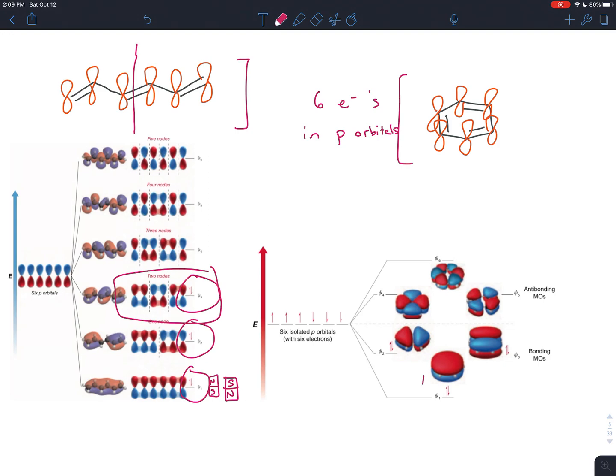You still have 6 electrons, 2 in the lowest, but then you can fit these other 4 in the 2 orbitals you have with just 1 node. And so they're all lower in energy. And that's the reason why benzene is so stable.